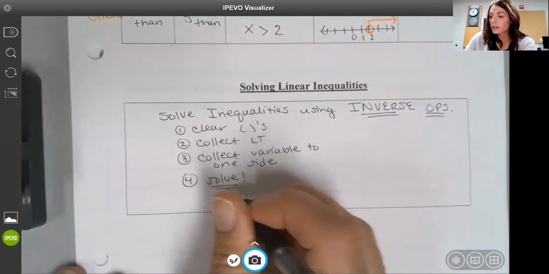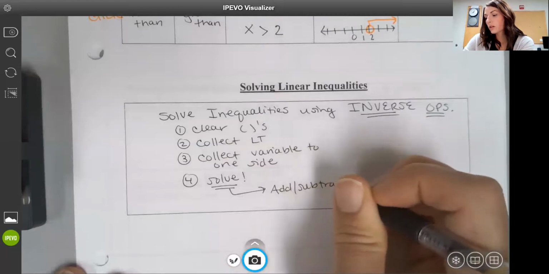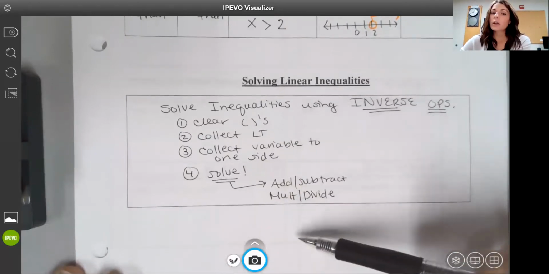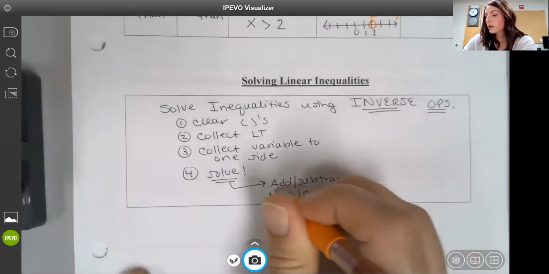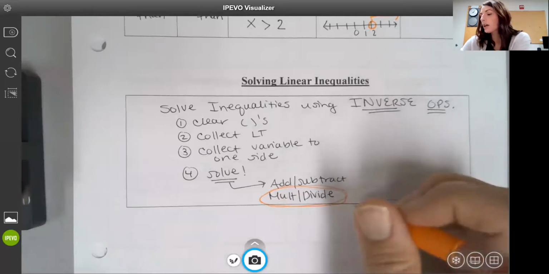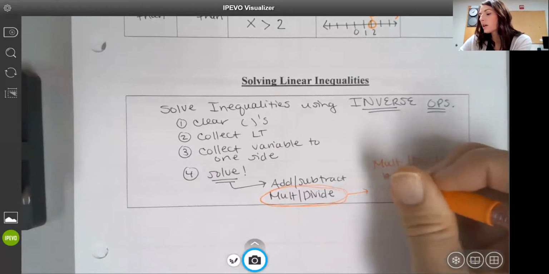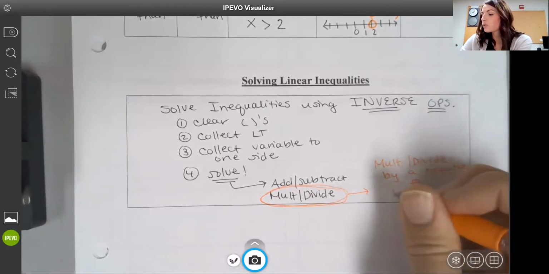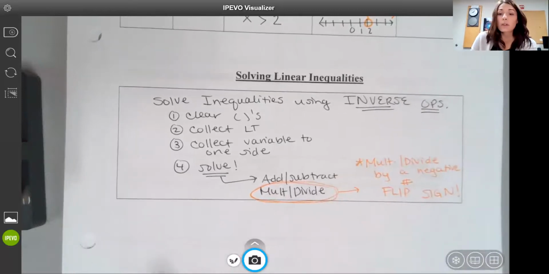When we're solving, first we add or subtract, and then we multiply or divide. So when I'm solving an inequality, we follow the same exact steps as when I'm solving an equation. When we get to this piece right here, there's something very special that we need to remember to do with our inequalities. When we multiply or divide an inequality by a negative number, we need to flip our inequality sign. That's different than when we have an equation.